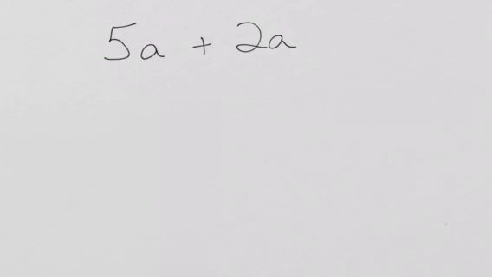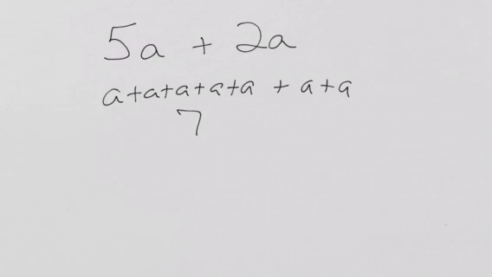5a plus 2a. Well, you could write that as 5a's plus 2a's, and you could get 7a. Could you write it as 3a plus 4a? Sure, why not? As long as it totals up to 7a.